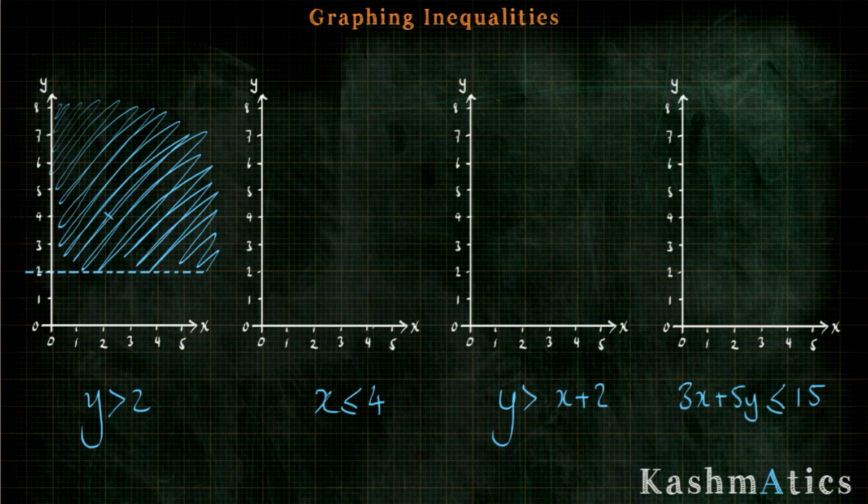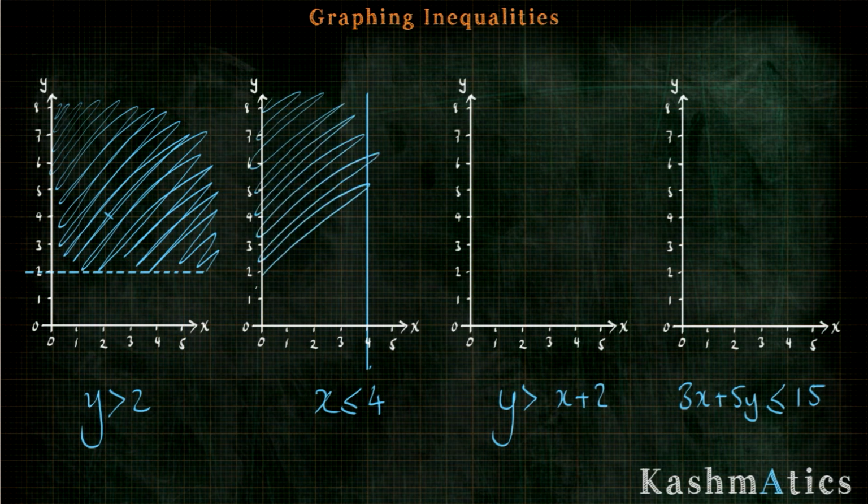Now let's move on to the next one. So the first thing I need to do is draw the line x equals 4, which would be there. Now because it's less than or equal to 4, that would make it a solid line. And hopefully you should be able to figure out that the x coordinate is going to be less than 4 to the left of that line. So all I need to do is shade the region to the left of that line.